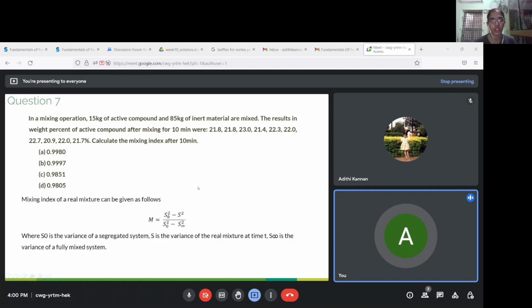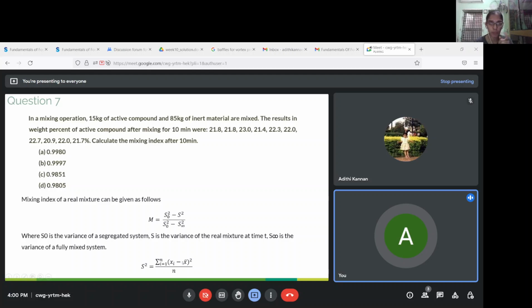As we discussed before, the mixing index of a real mixture can be given as follows: M is equal to S naught square minus S square divided by S naught square minus S infinity square, where S naught square is the variance of a segregated system at time t equal to 0, S infinity is the variance of a fully mixed system, that is at time t equal to infinity, and S is the variance of a real mixture at time t. So here t is 10 minutes, so we'll calculate the variance at time t equal to 10 minutes. The square of variance, that is S square, can be calculated as sigma i equal to 1 to n, xi minus x bar the whole square, divided by n.